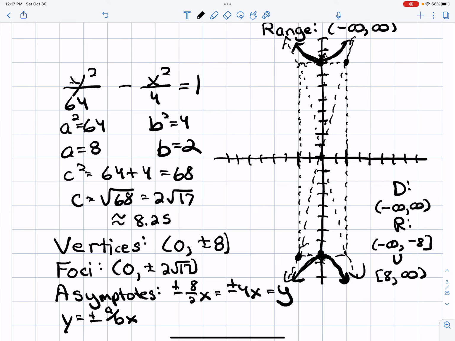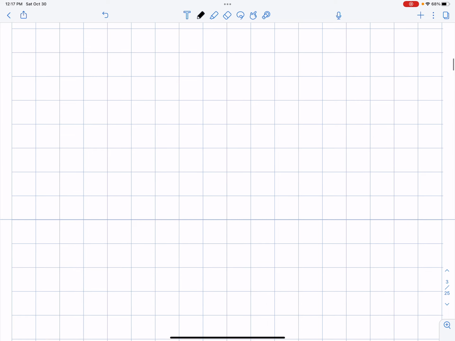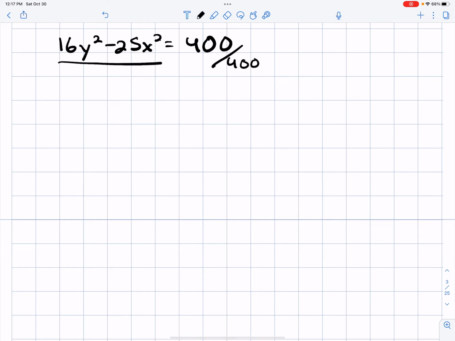All right, what are we going to look at next? I'm not going to graph this one, but I just want to point out something. Let's say your equation doesn't look like it's in standard form. Like, let's say they give you something like 16y squared minus 25x squared equals 400, which we faced back when we were doing the ellipses. Now remember, you want the equation to equal 1. So you can always divide everything through by 400 and see where that takes you.